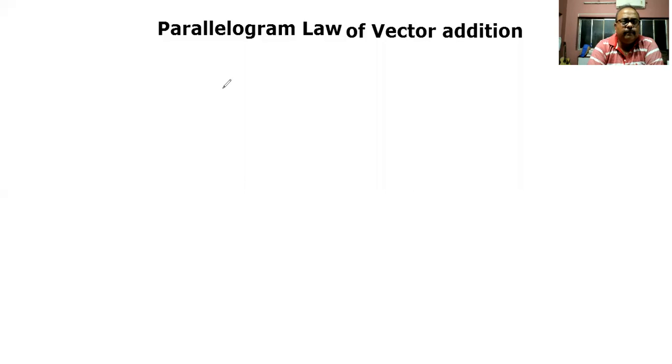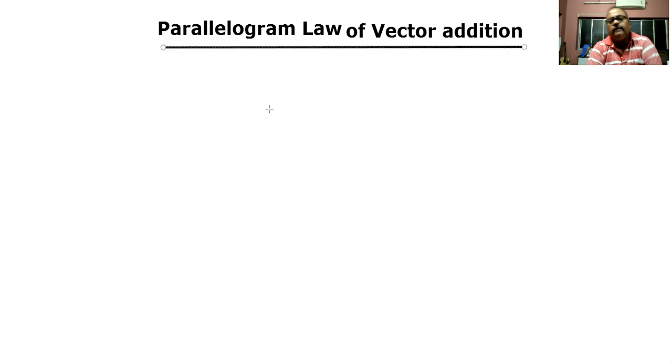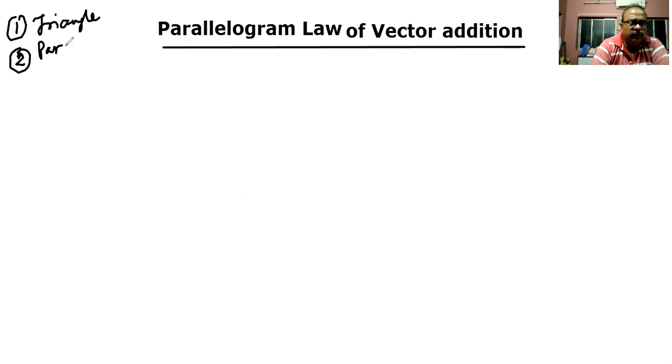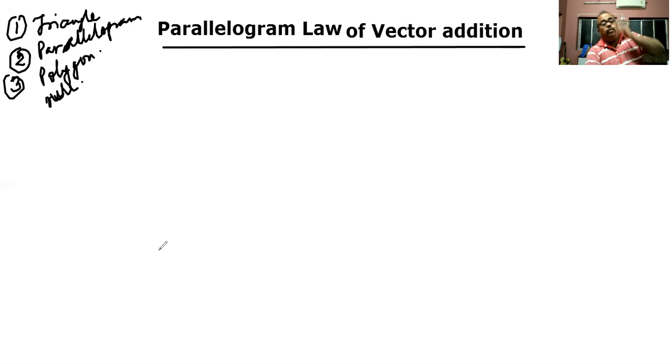So we are next discussing the parallelogram law of vector addition. Because you know that in order to add two or three or more vectors, you need to know the laws. I have already told you one of the laws, that was the triangle law. Then I am discussing another, based upon two vectors only, that is the parallelogram law, and the third one will be your polygon rule. So these are the three laws or rules that you should know in order to understand vector addition.